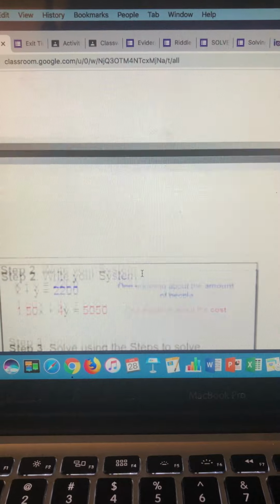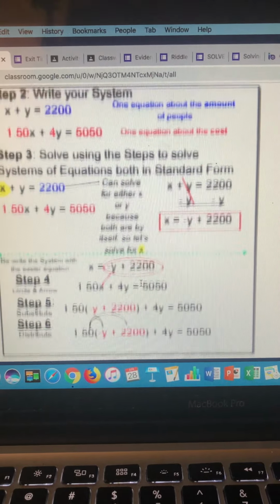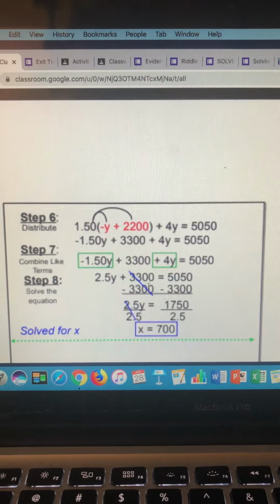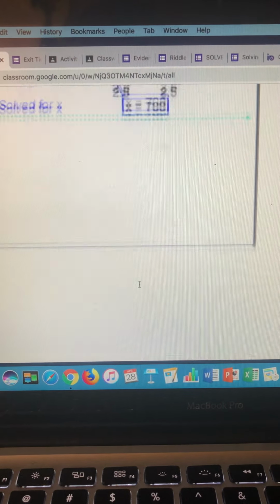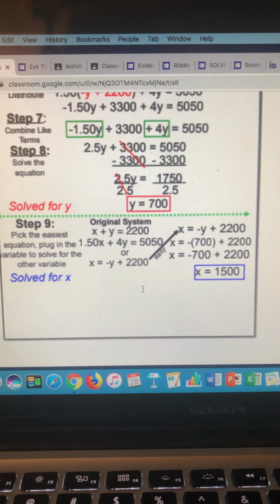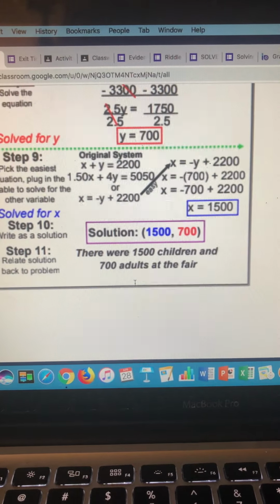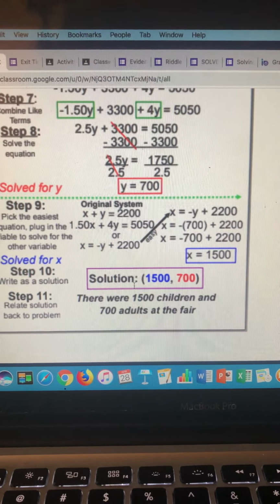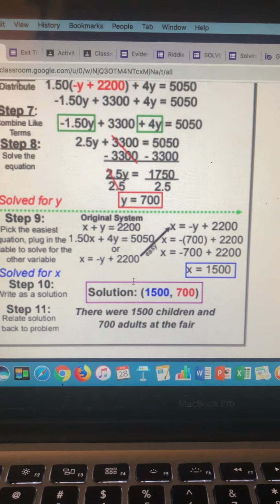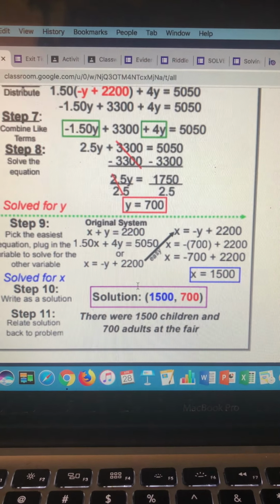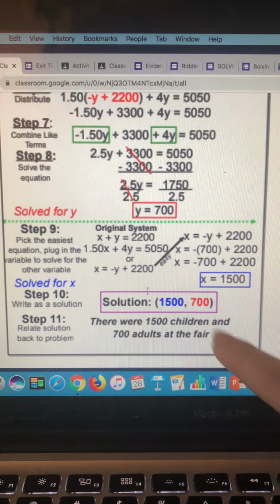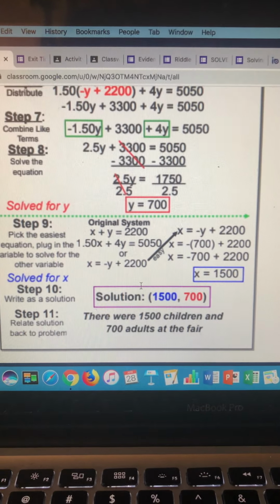Okay, so please go through these. If you have any questions, feel free to reach out to me. I know that there are multiple steps involved, but we are just building on steps that you already mastered. So really the only steps that are different are steps 1 and 2, identifying the variables and writing the system, and then step 11, which is relating it back to the problem.